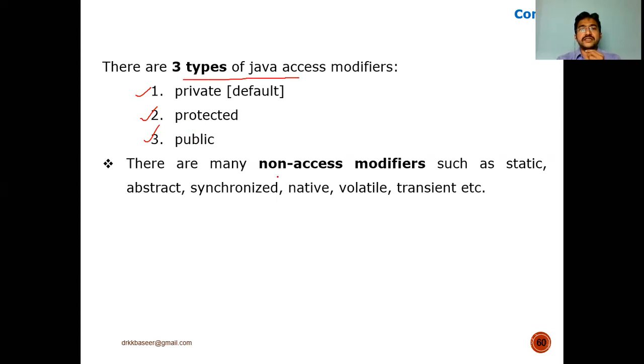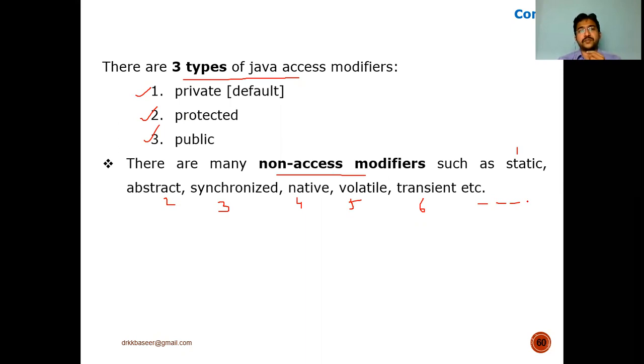As I said, the second category of modifiers is non-access modifiers, such as static, abstract, synchronized, native, volatile, transient, etc. All of these come under non-access modifiers. So access modifiers are of three types: private, public, protected. Non-access modifiers are such as static, abstract, synchronized, volatile, native, transient, right? This type of thing comes under non-access specifiers.